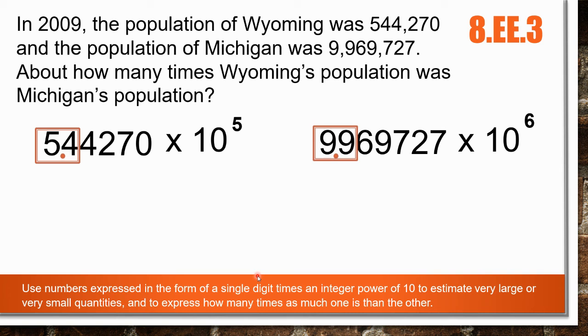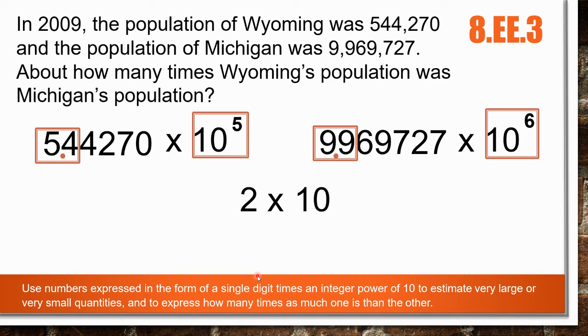Well, 5 times 2 is 10, so it's about 2 times larger for that portion. Now we're going to look at the power of 10, the 10 to the 5th and 10 to the 6th. Well, 10 to the 6th is 10 times more than 10 to the 5th, so that is 10 times larger. So altogether, it is about 20 times larger.